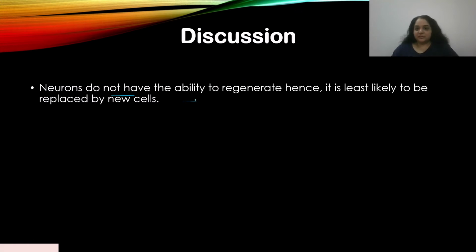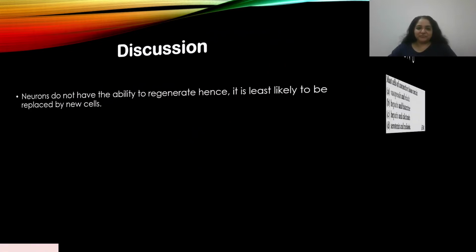So neurons do not have the ability to regenerate, hence they are least likely to be replaced by new cells. Remember that basically they were testing you on which cells can be regenerated and which cannot. So neurons is one of them. This is a good question, yeah. Smiley face. This was the application kind of question. It wasn't just a direct question where the question is given and it directly gives the answer. But this required some knowledge for you to know. All right, let's move on.